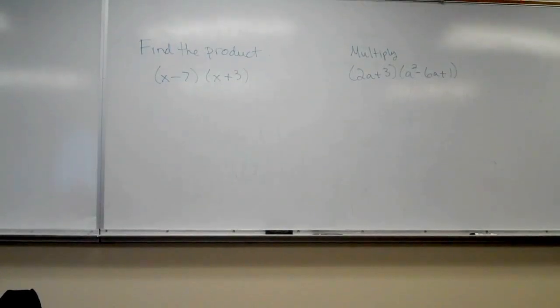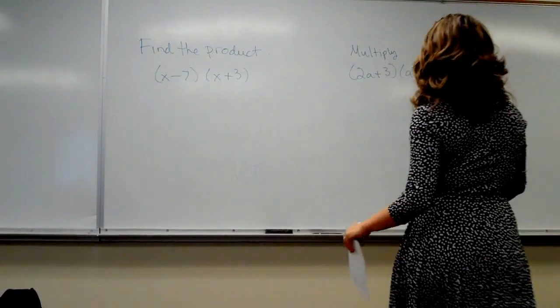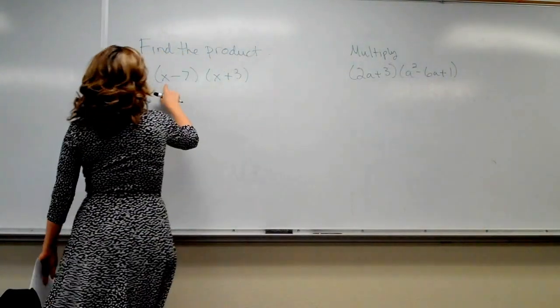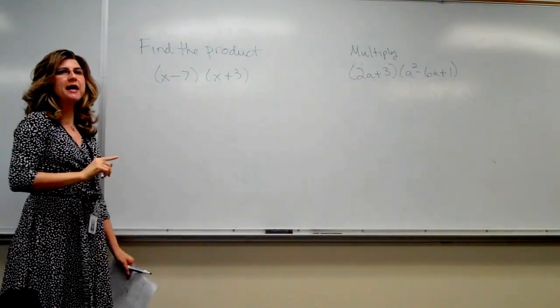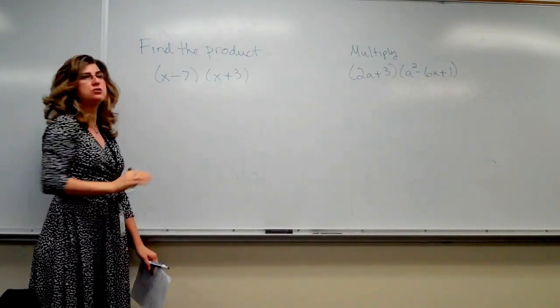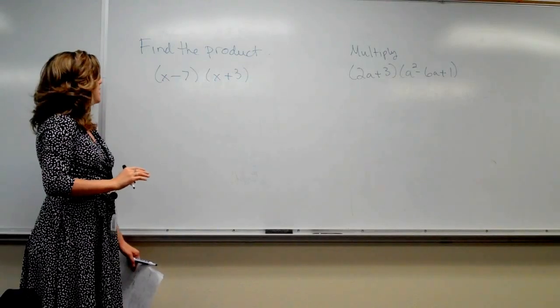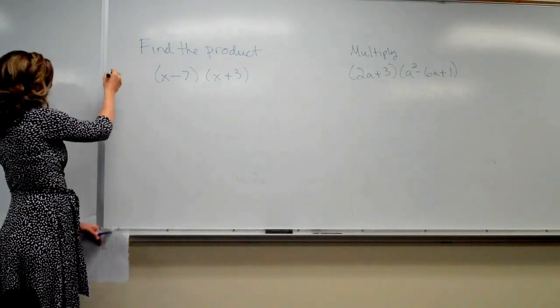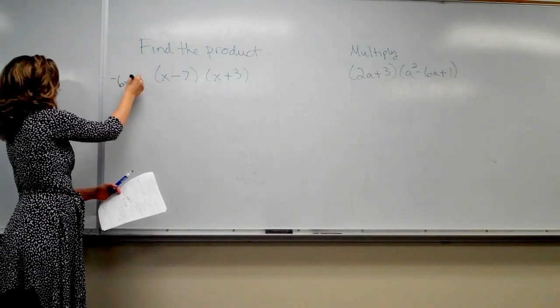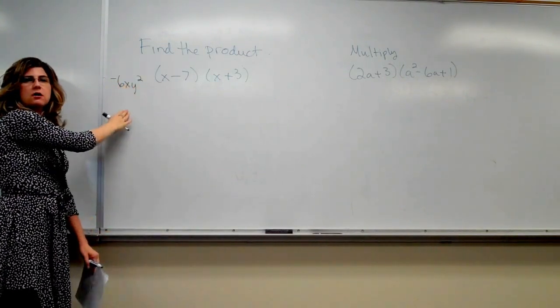All right, next we're going to talk about multiplying polynomials which have more than one term. This polynomial, x minus 7, is called a binomial. The same way that a bicycle has two wheels, a binomial has two terms. One of the polynomials we saw last time was minus 6xy squared. That would be a monomial.